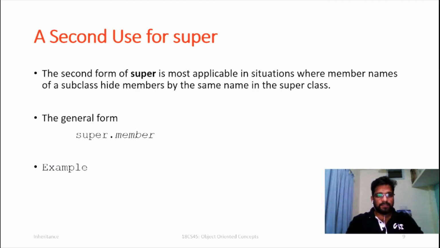Let's discuss the second use of super. The second form of super is most applicable in situations where member names of a subclass hide members with the same name in the superclass. The general form is super.member. So let me explain the above statement with respect to an example.